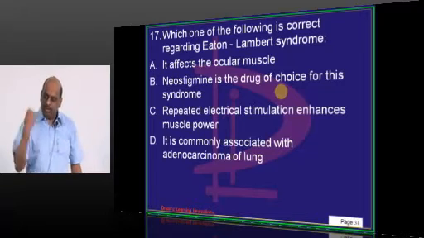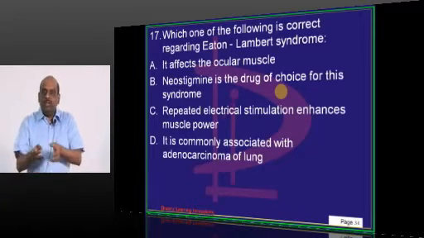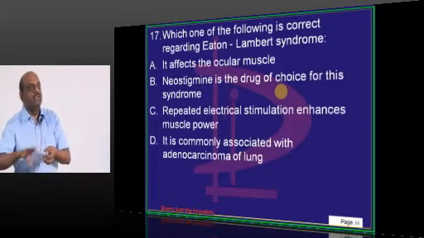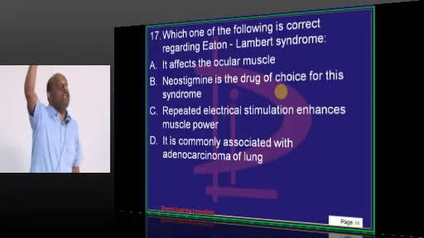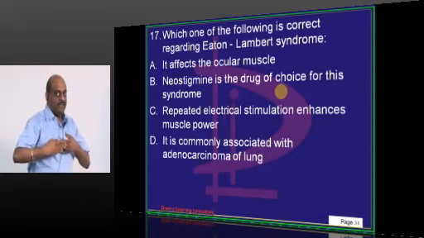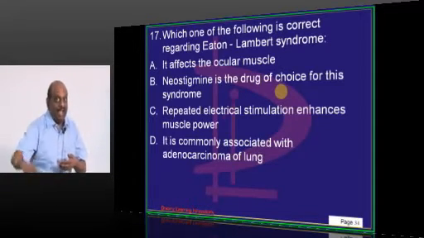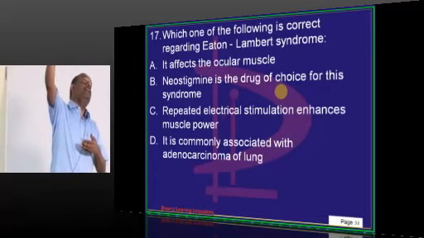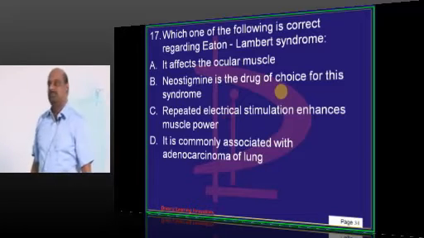But there, if you keep on working, more and more nerve impulses will go, and though the calcium channels are few, still the neurotransmitter gets released. So with more and more work, what happens in Eaton-Lambert? The neurotransmitter release becomes better and better, and the strength will keep improving. That's called incremental conduction, a feature of Eaton-Lambert.